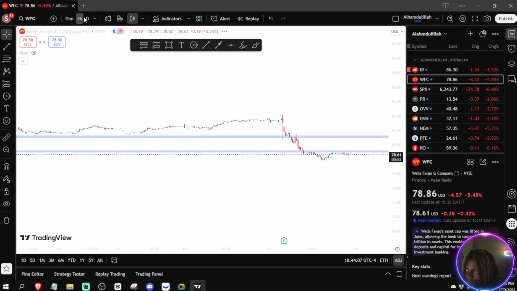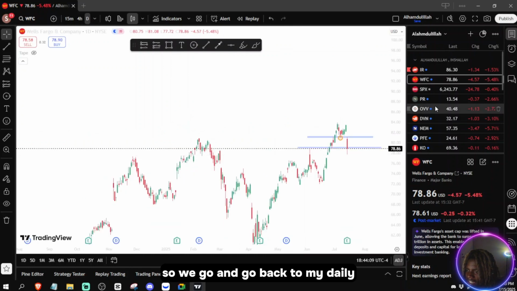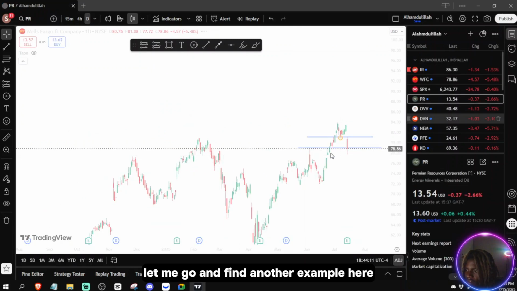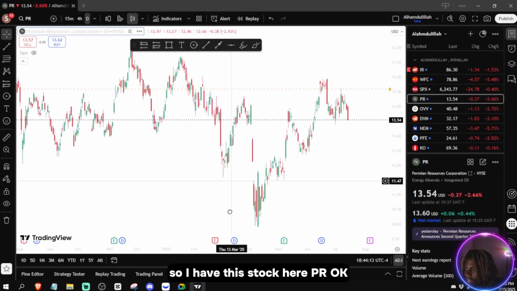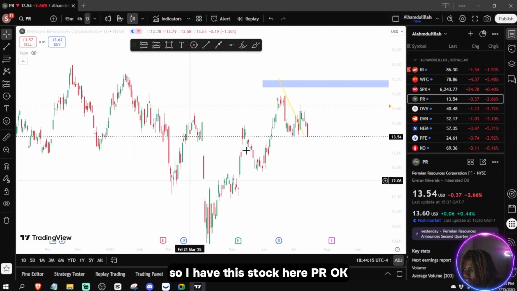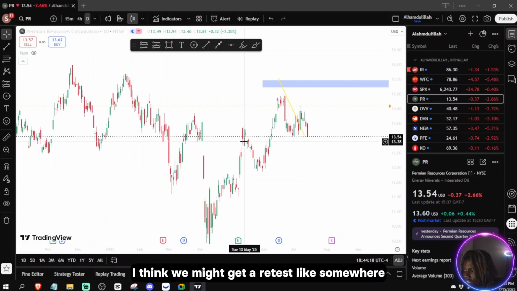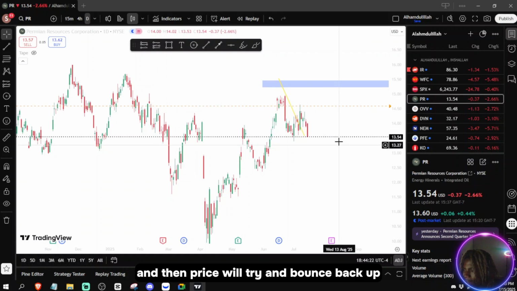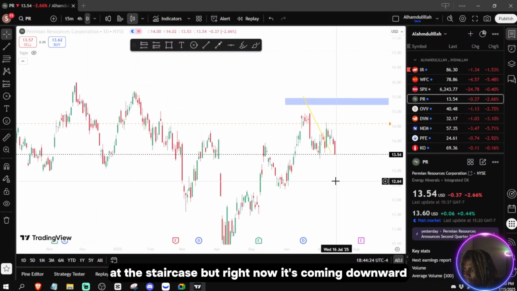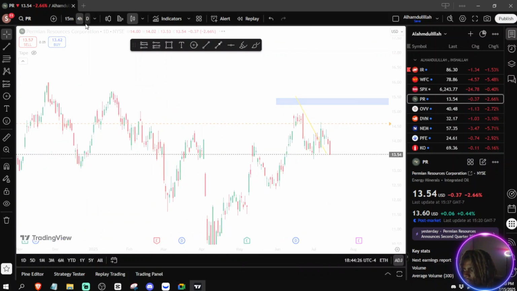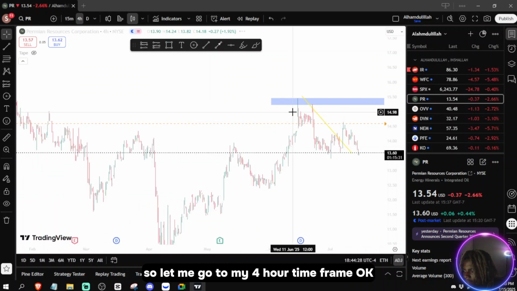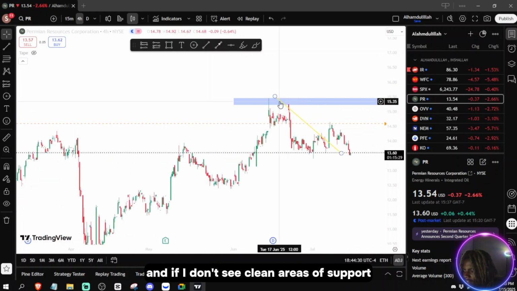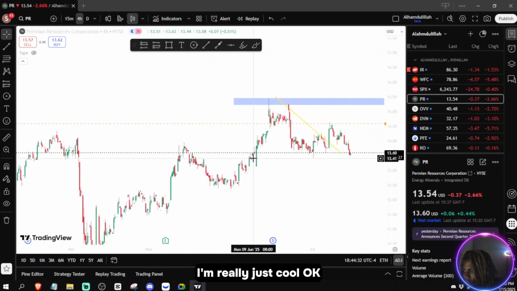Okay. Let me go ahead and go back to my daily. Let me go ahead and find another example here. So I have this stock here, PR. I think we might get a retest somewhere down here, inshallah. And then price will try and bounce back up and staircase. But right now it's coming downward. So let me go to my 4-hour time frame. And if I don't see clean areas of support, I'm really just cool.